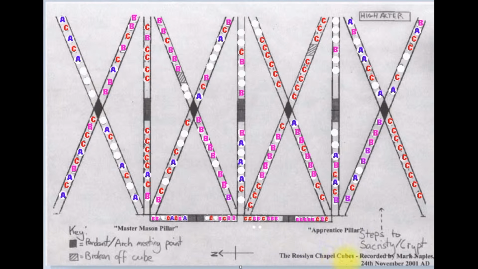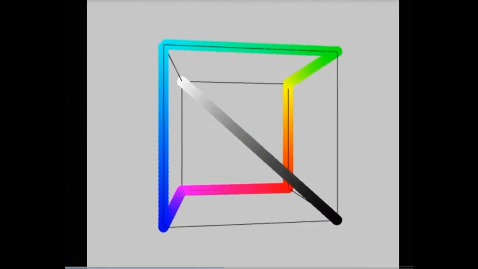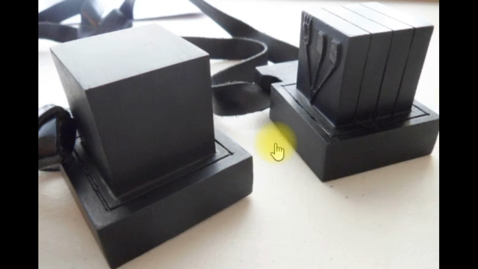The Roslyn Chapel Cubes, recorded by Mark Naples on the 24th of November in 2001. He notes the broken off cube. The Jewish tefillin holds prayers and is put on a person during prayer, and it's a black box, a cube.